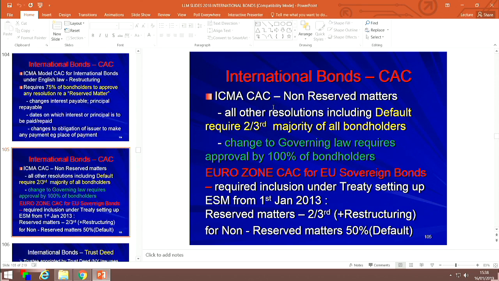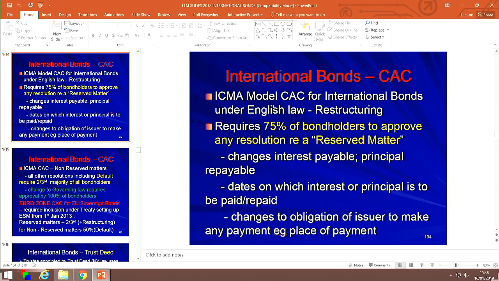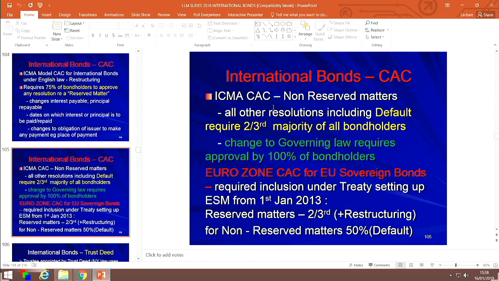For other matters, i.e. those other than reserved matters, in other words non-reserved matters, all other resolutions would require a 2/3 majority, including for purposes of calling default. So to that extent, it's the same as market standard CAC clauses. The ICMA CAC also requires the 2/3 majority of bondholders to call a default.